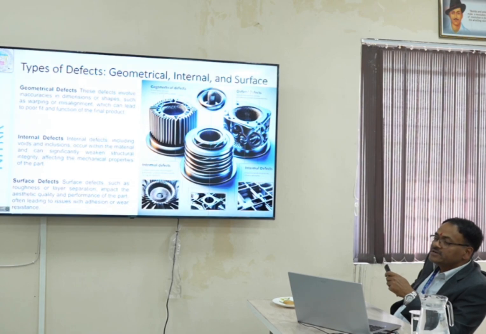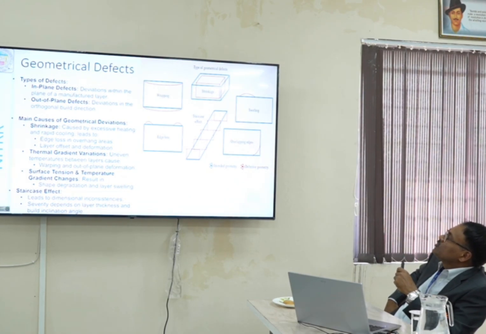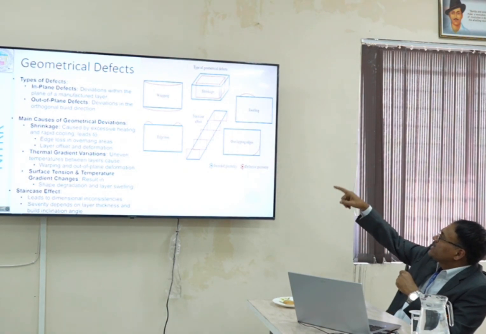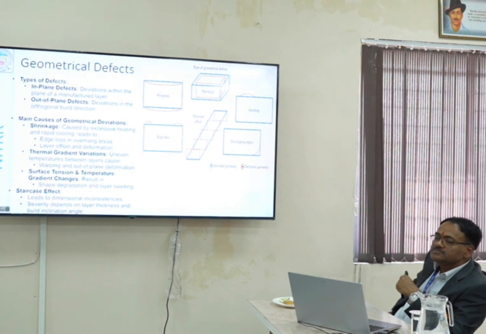Some of the geometrical defects you can see like this. Maybe your warpage, if it is deflecting like this. The blue one is the desired one. However, the red part is what you are actually getting. Suppose you want to get this kind of surface, there may be a chance that a surface staircase effect may be there, or maybe there is some kind of edge loss, or maybe swelling. So these are the geometrical defects you can see, in-plane defects or out-of-plane defects.